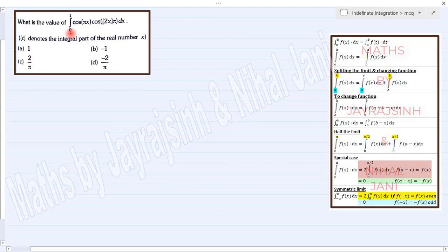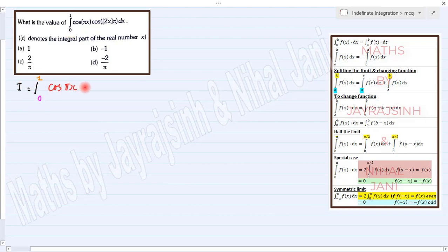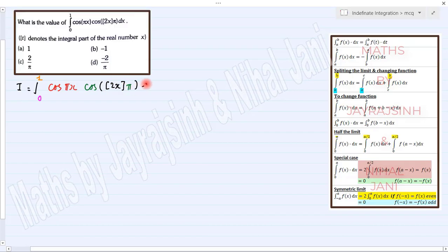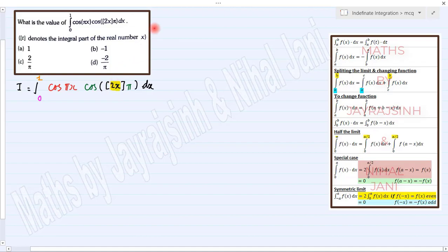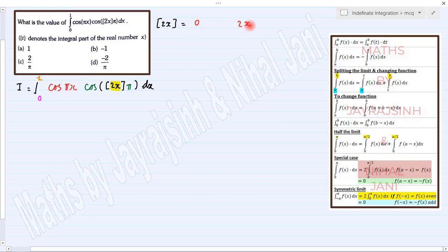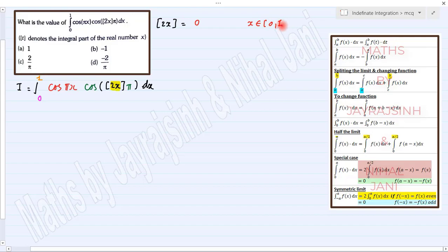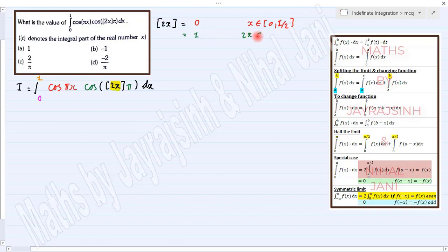In this question, we have to find integration of cos pi x into cos box 2x pi from 0 to 1. Here, this 2x is within the box. So we can say box 2x will be 0 if 2x belongs to 0 to 1. Or we can say your x belongs to 0 to 1 by 2. Similarly, it will be 1 if 2x belongs to 1 to 2.